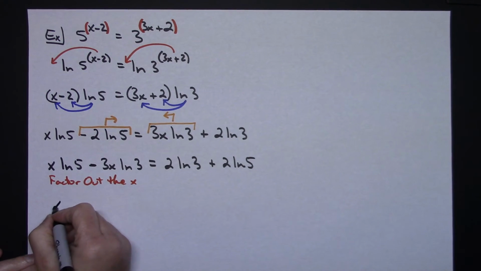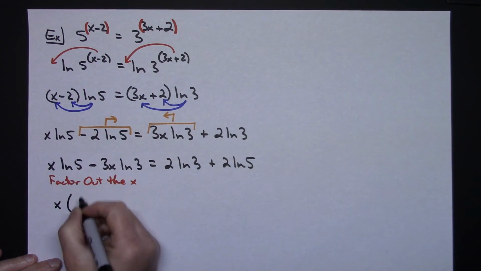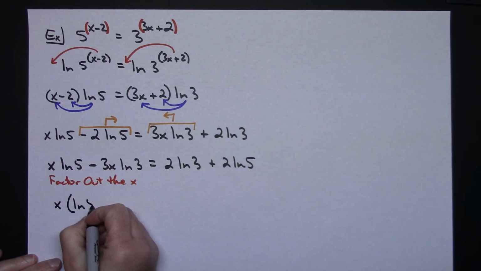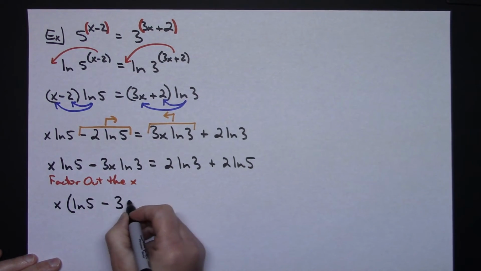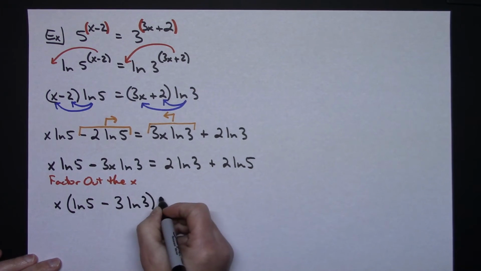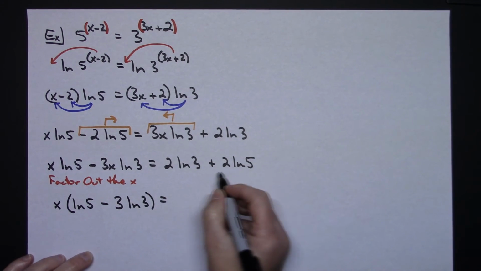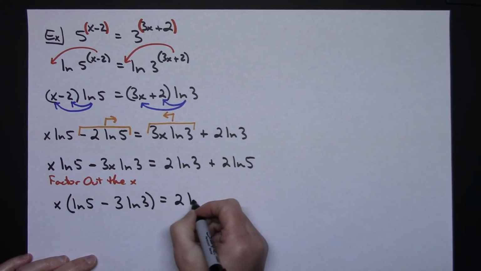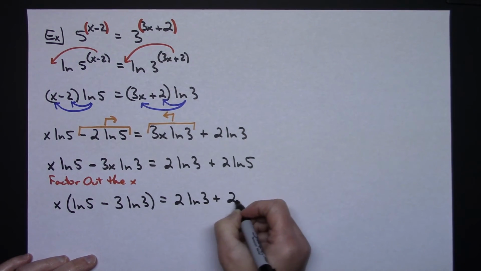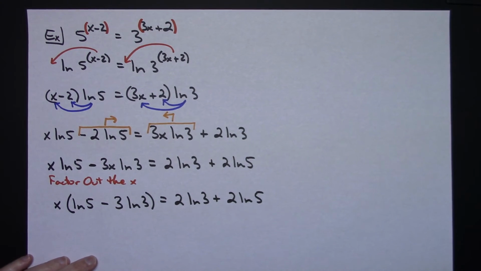So then I'm going to have an x. When I take it out of that first term, I will be left with natural log of 5. When I take the x out of this term right here, I'll be left with the 3 natural log of 3. And then I can't do anything with this expression over here because they are not like terms. So 2 natural log of 3 plus 2 natural log of 5. That's just going to stay.